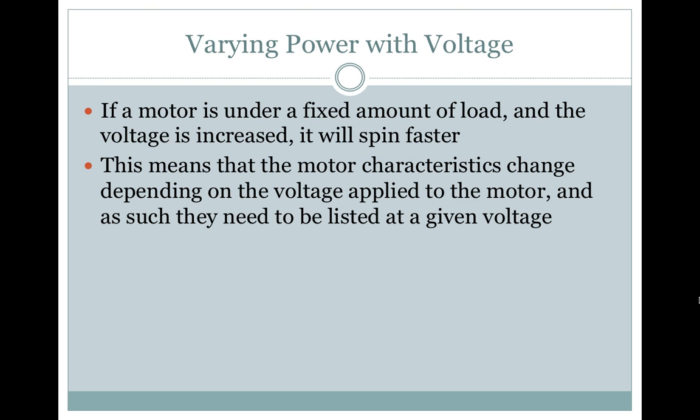Varying power with voltage. If a motor is under a fixed amount of load and the voltage is increased, it will spin faster. This means that the motor characteristics change depending on the voltage applied to the motor, and as such they need to be listed at a given voltage.